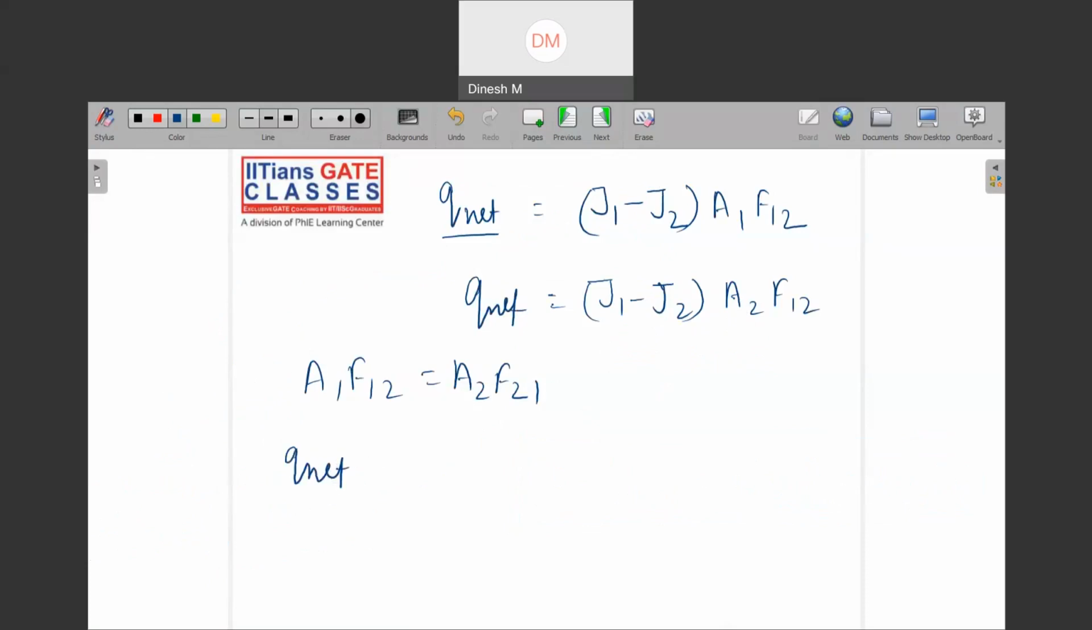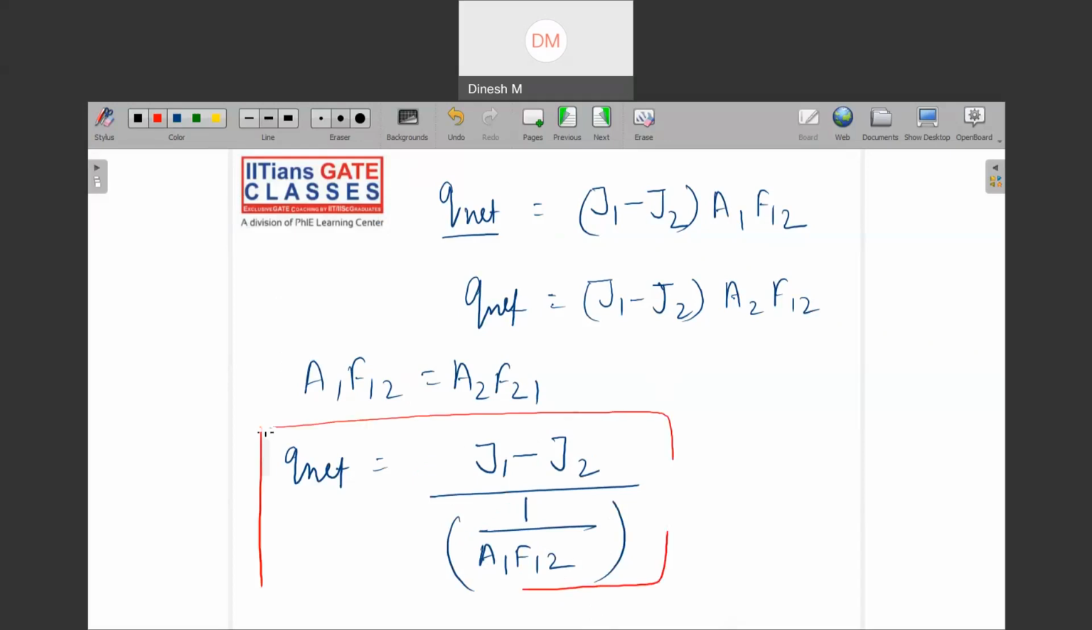So now can I write down that Q net is equal to (J1 minus J2) divided by 1 upon A1 F12, or if I write in terms of 2, then this is A2 F21. Yeah. I understand that this is again one of the ways to write down the Q net. Then can you see that again this is nothing but a resistance. Now what kind of resistance is this? Space resistance. Yeah.